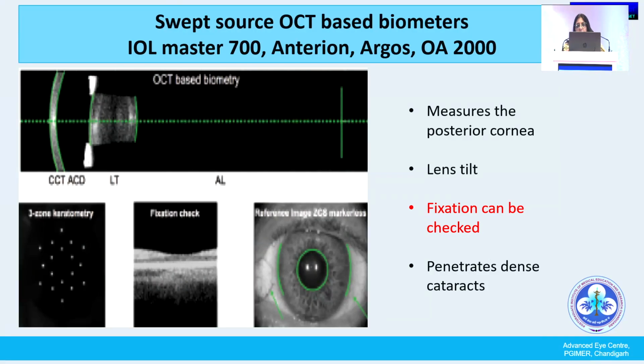I will not dwell on this, but this is one of the most important uses of Swept-source OCT. For example, we have the IOL Master 700, these are the Swept-source OCT based biometers. Apart from giving us the IOL power, because they are targeting right from the corneal apex to the macula, we can check the fixation and the lens tilt, and also it measures the posterior cornea. But biometry is a separate subject, and I'll leave that for now.